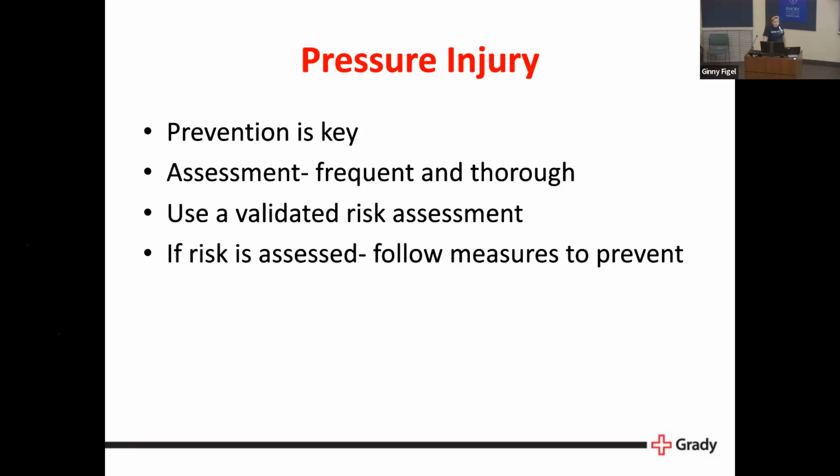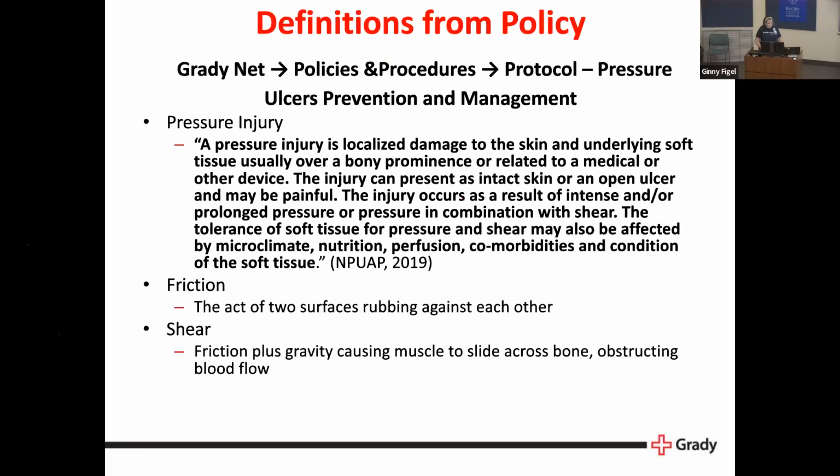Okay. All right, so we want to make sure we're using a validated risk assessment. Here we use Braden. I know there are other ones out there, so just that it is validated to accurately assess the risk of pressure injury. And then if risk is assessed, we want to make sure that we are following measures to prevent. Okay, so just a little definition from our policy. Pressure injury is localized damage to skin and underlying soft tissue, usually over those bony prominences, or it can be related to medical devices.